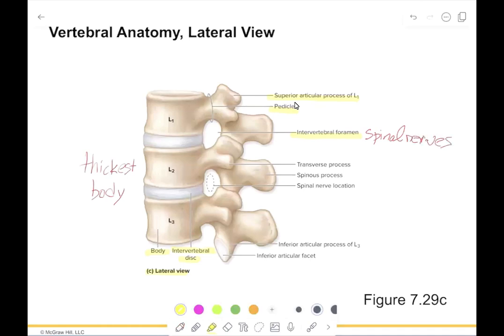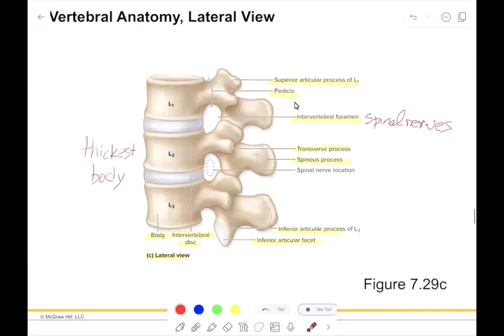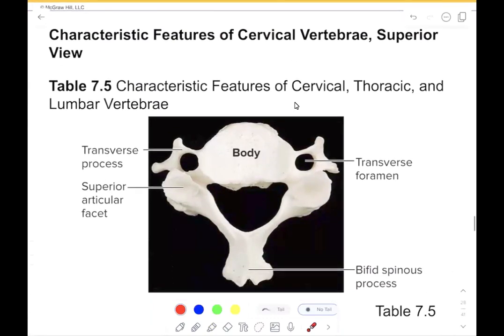the transverse process, which sticks out laterally, the spinous process, as well as the inferior articular process, and on top of that would be the inferior articular facet. And in this case, the inferior articular facet is going to articulate with the next vertebrae down, which would be L4.